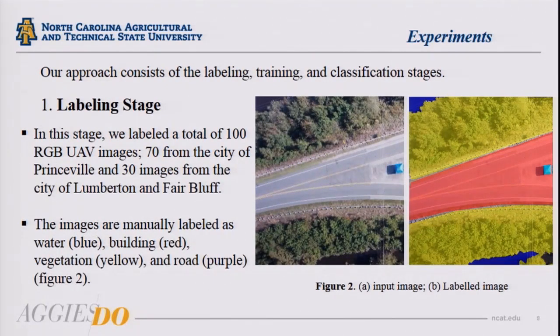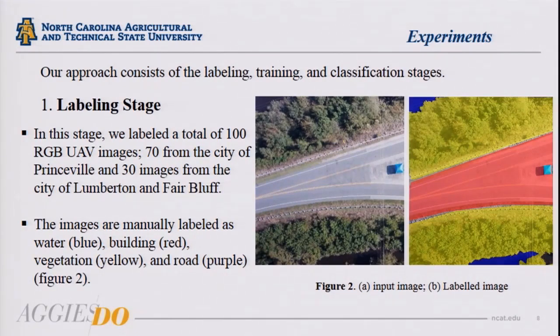Our approach consists of the labeling, training, and classification stages. We use 100 images and we label all 100 images. Here is an example of labels. We label this is water, this is vegetation, this is building. We call this a training image. So we have 100 training images and 100 corresponding labeling images, and when we feed them, the computer learns: this thing is vegetation, this thing is building, something like that.